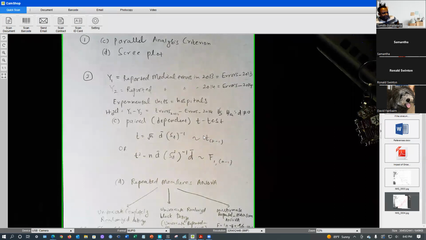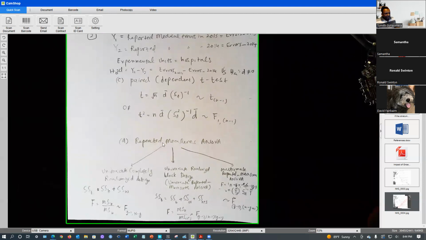Your test statistic would be this one, distributed according to the t distribution with n minus 1 degrees of freedom, where n is the number of hospitals. When you square both sides, you put d squared on one side and S_D squared on the other. That formula can be derived for the multivariate case. Now instead of working with t, you can work with the F distribution. For a situation like this, you can use either the paired dependent t-test or repeated measures.